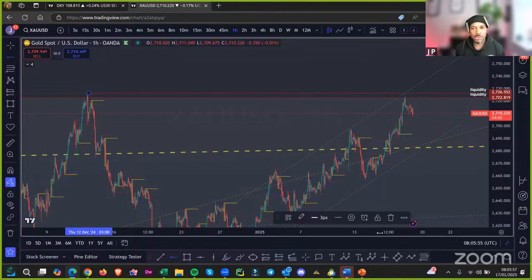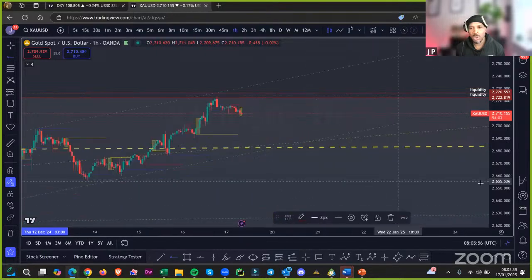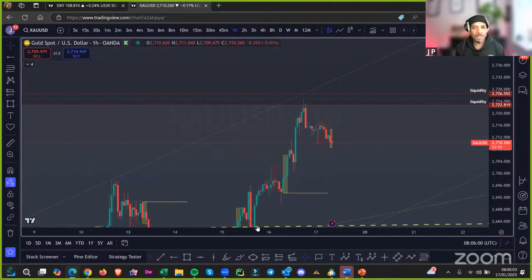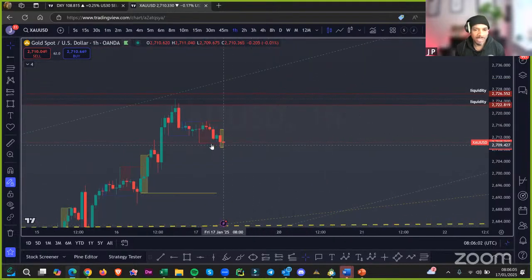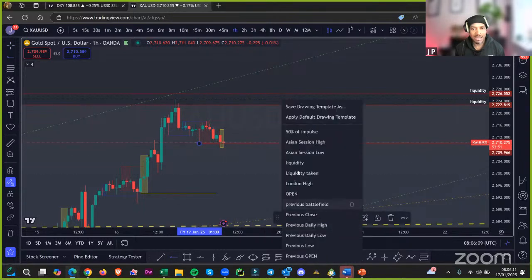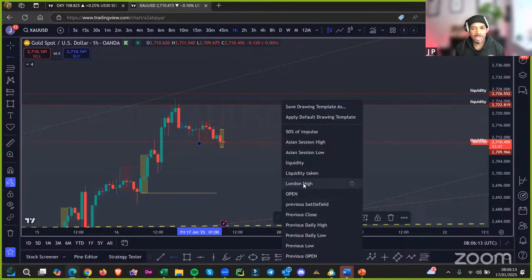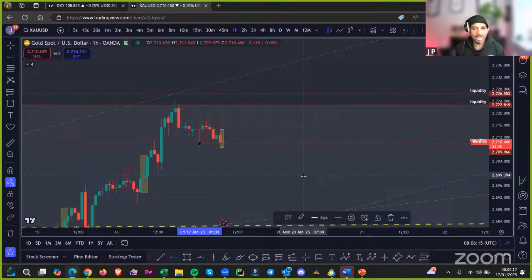But if we zoom into what's going on right now, we'll be able to see what's happening today. Right now today, we can see that there were some Asian session lows over here that were taken by the price, taken by the market, liquidity taken. And we can see the next bit of session liquidity sitting over here.